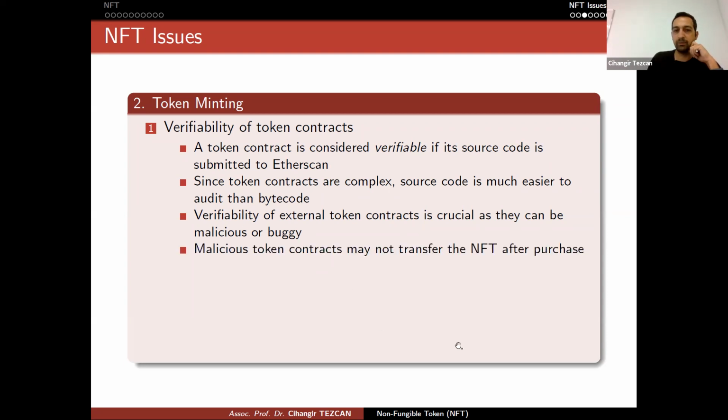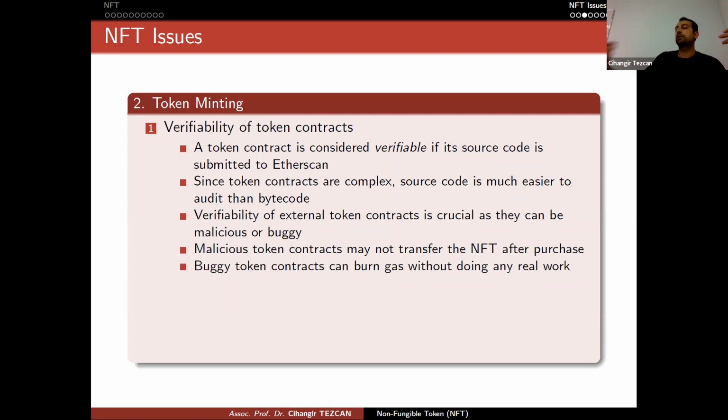So verifiability is important. As written here, malicious token contracts may not transfer the NFT after purchase. Many examples are available. Buggy token contracts can burn gas without doing any real work. If there's a bug in your smart contract, it will burn the gas, but it won't do anything meaningful. There are some tokens like that, and whatever gas amount you send to them, it doesn't work. You are just burning the gas.